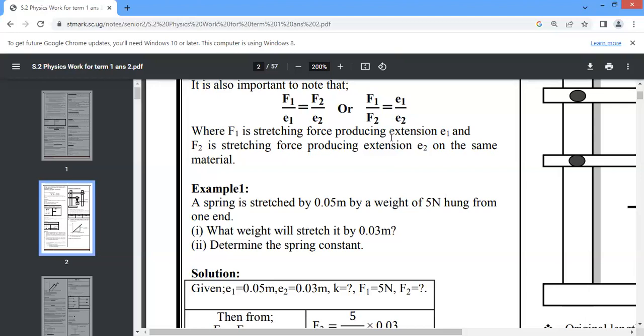Yes, Jolene? A spring is stretched by 0.05 meters by a weight of 5 newtons hung from one end. What weight will stretch it by 0.03 meters? Okay, thank you for reading for us. And then they asked for the spring constant. Let us write that question in our books and then we go through it together. I'm giving you only 1 or 2 minutes for copying the questions.